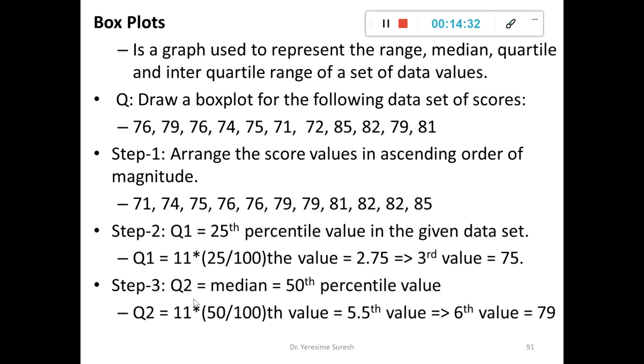Similarly Q2: n into 50 divided by 100. The n value is 11, multiplied by 50 divided by 100, so the value is 5.5. The ceiling of the function is the sixth value. The sixth value is 1, 2, 3, 4, 5, 6. The sixth value is 79. That is the Q2 value.